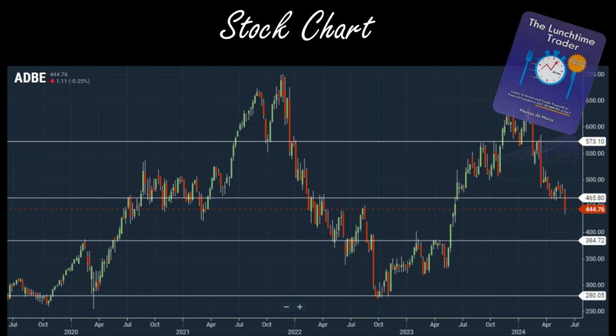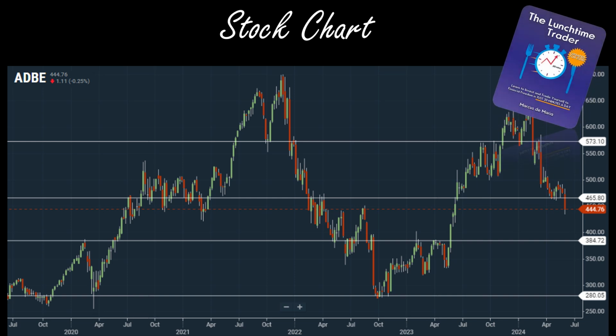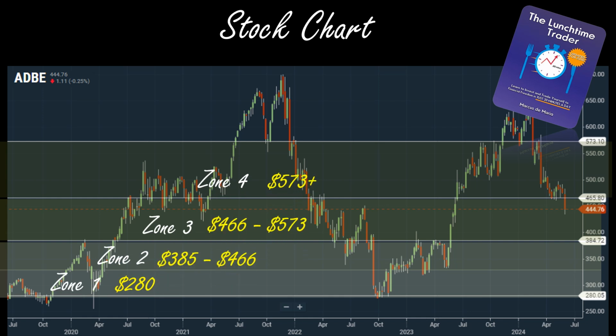Based on the book The Lunchtime Trader, I'm going to split the 5-year stock chart into 4 zones to determine the current movement of the company and to help identify key indicators such as when to buy and sell the stock. Our first zone is a market bottom for Adobe, which is about $280. Then we come to zone 2, which is between $385 and $466. We currently seem to be bordering on this zone and going into zone 3, which goes up to $573. And finally, zone 4 is anything over this price and is our potential exit strategy when the company becomes overvalued. But this depends on your current investing strategy.